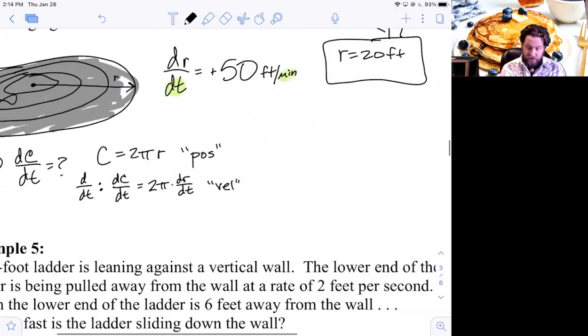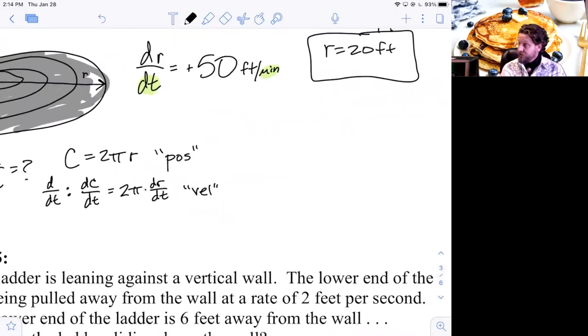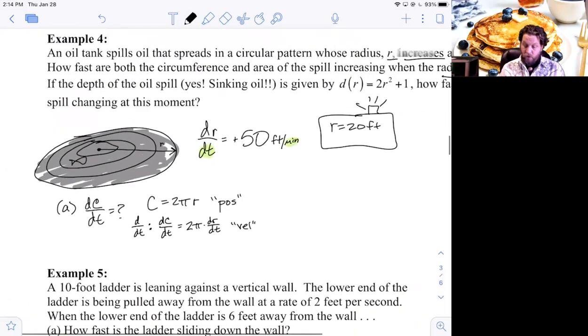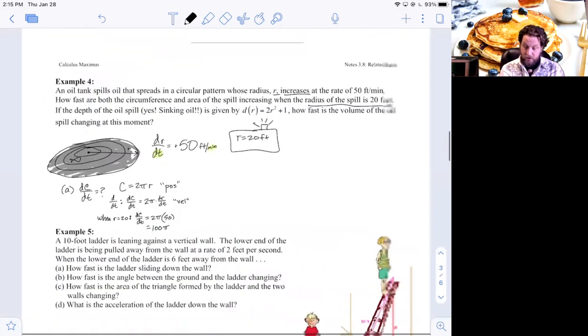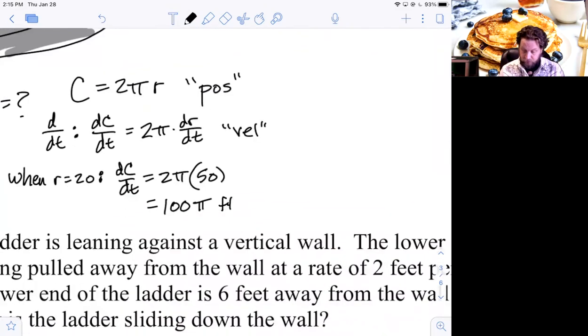All right, well, in my rate of change of circumference, I don't even need the current size of the radius. It's only a function of how fast it's changing. But when we plug in, we're still going to reference that moment in time. So now we'll say when r equals 20, dC/dt equals 2 times pi times positive 50, which is 100 pi, and then the units would be feet per minute. Okay, so the circumference of the surface oil spill is increasing by 100 pi feet every minute.